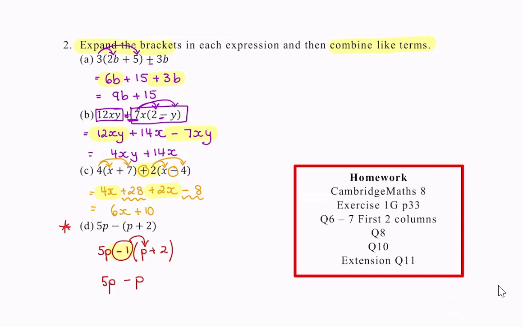When we expand, we have a look at the signs now. I have a negative sign and a positive sign, so I'm going to put a negative down. And I'm going to go 1 times 2, which is 2. Now I'm going to collect my like terms. I have 5p, take away p, which is 4p. And I'm going to write down negative 2 because he has no friends. And that is how we expand the brackets.